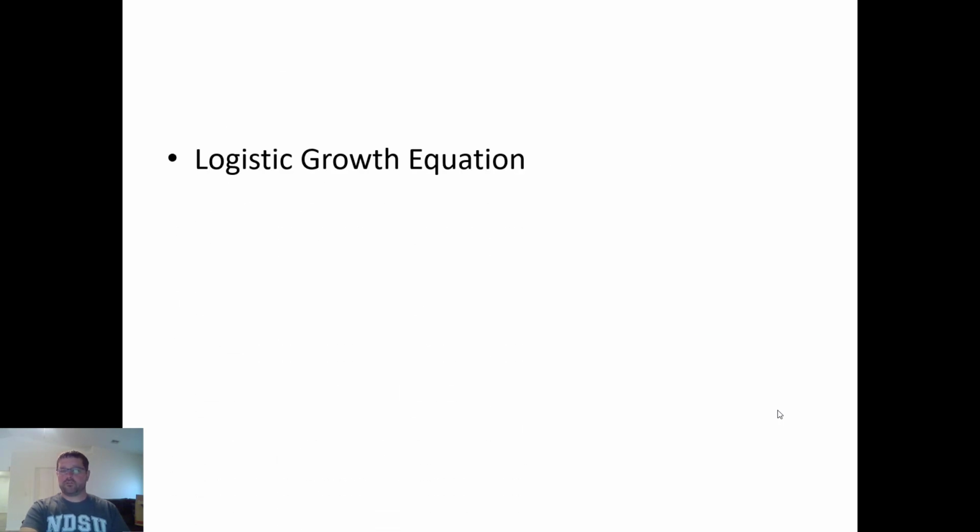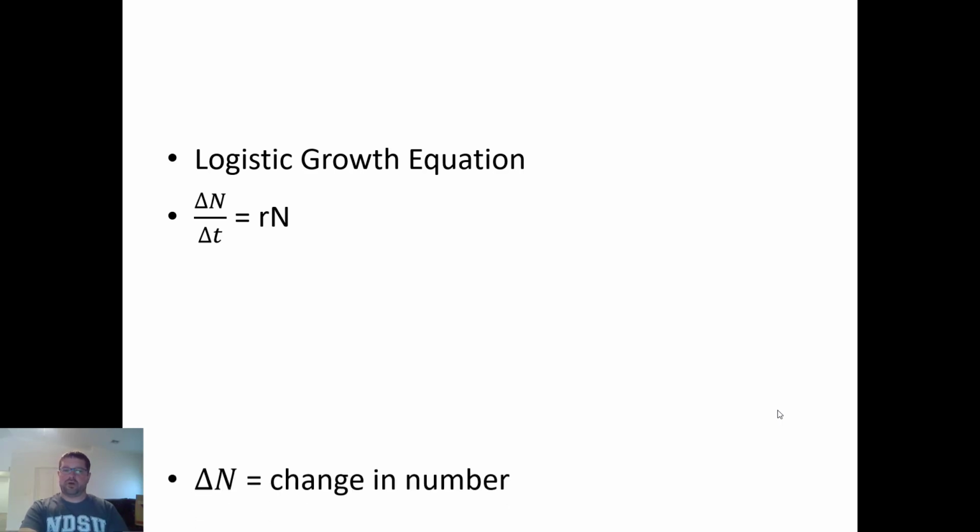Okay, so let's look at some examples of this really quick, and you're going to get to practice this. We're going to look at some different types of growth. Let's talk about logistic growth. It's a simple equation: triangle N, that means change in N, so change in the population, divided by change in T, or change in time, is equal to the rate of growth times the population size.